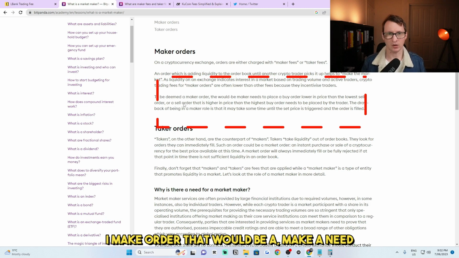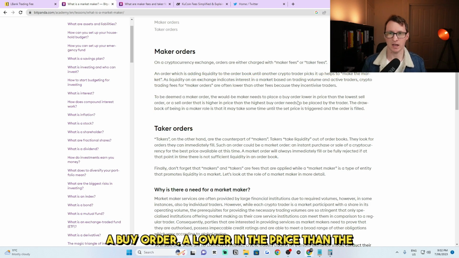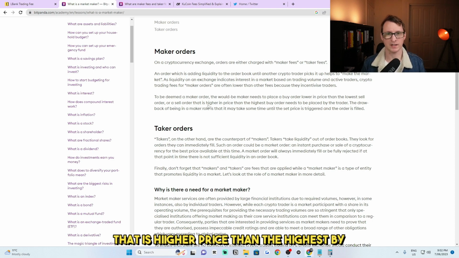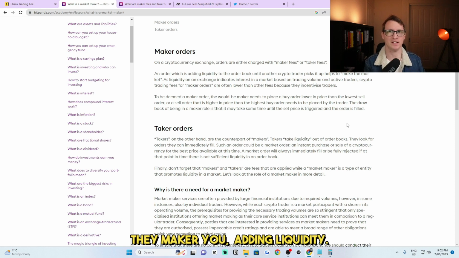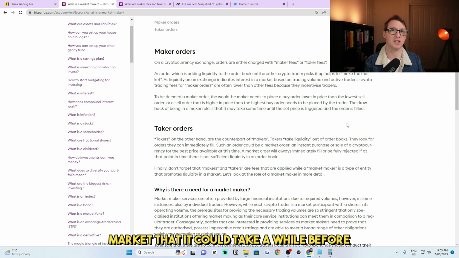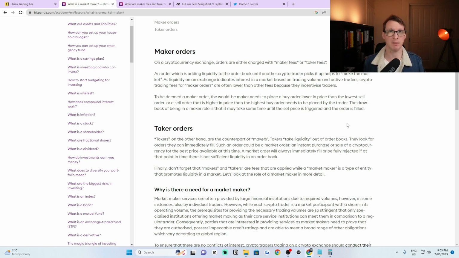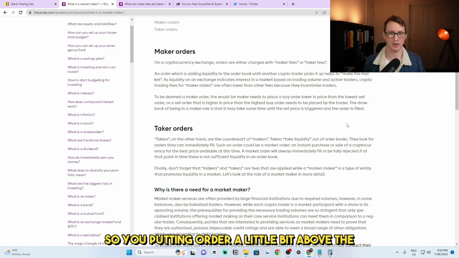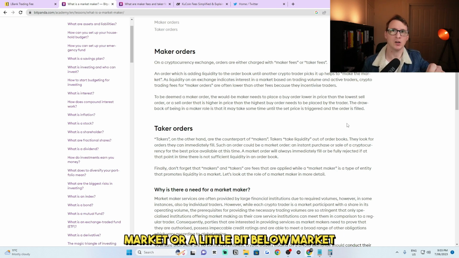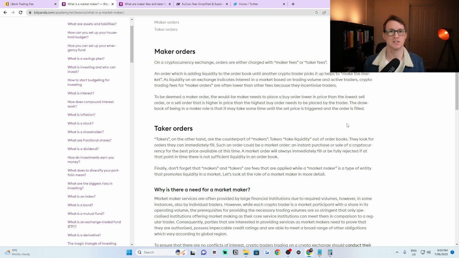To be deemed a maker order, a maker needs to place a buy order lower in price than the lowest sell order, or sell an order that is higher in price than the highest buy order needs to be placed by the trader. The drawback of being a maker in this role is that it may take some time until the set price is triggered and the order is filled. So the maker is adding liquidity, adding cryptocurrency to the market, but it could take a while before the order is filled. So it's a bit of being patient in a way. You're putting an order a little bit above or below the market price, and your order isn't taken until that time. So that's what a maker is.